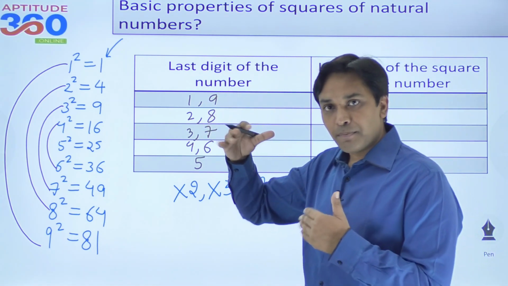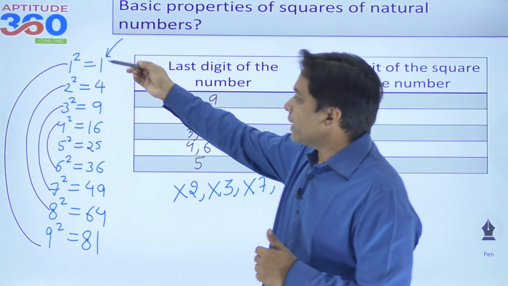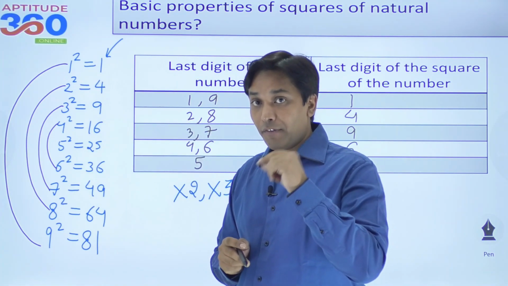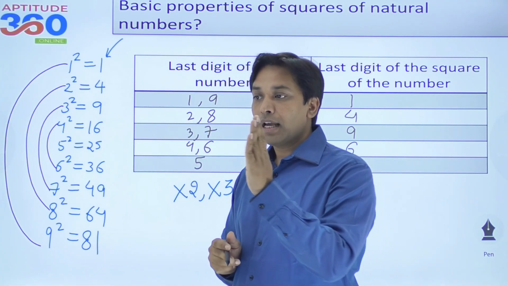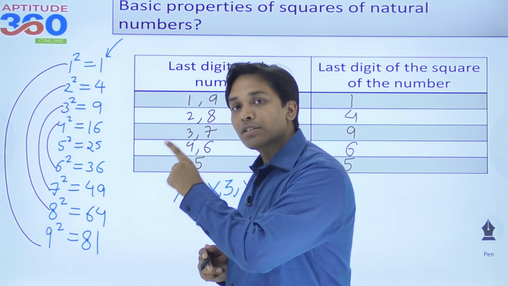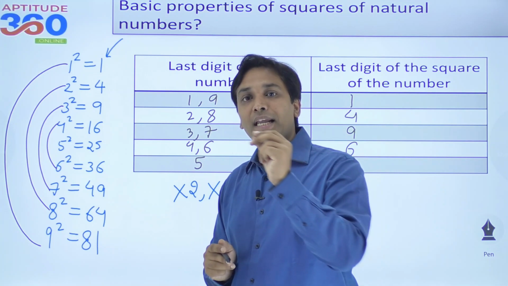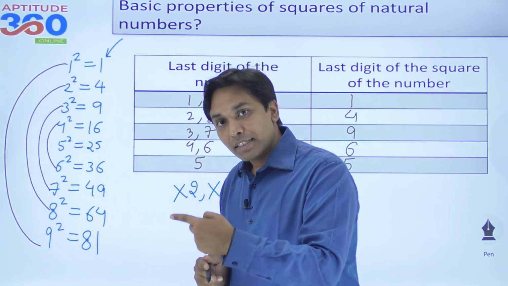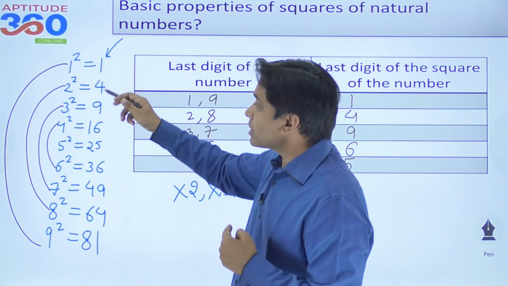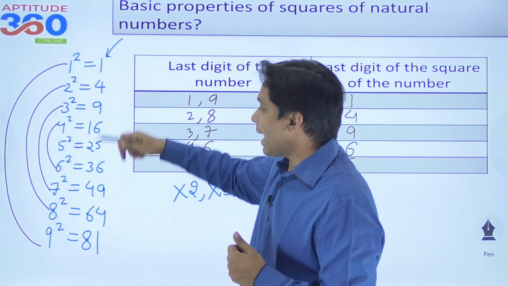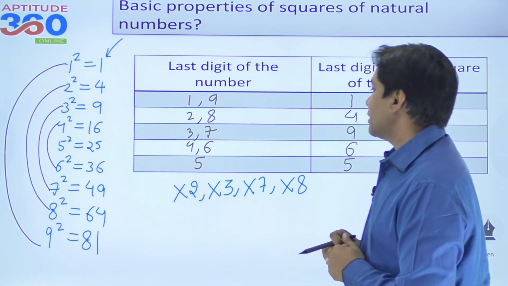And that's pretty simple to understand. 1 and 9 and 2 and 8, the sum is always 10. Whenever you get confused, 1 and what should be the other number? 9. So 1 square and 9 square, the last digit is going to be 1. 2 square and 8 square, 2 plus 8 is 10. So the last digit is going to be 4, and 9 and 6 and 5.